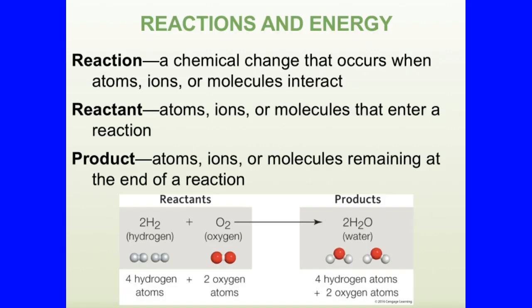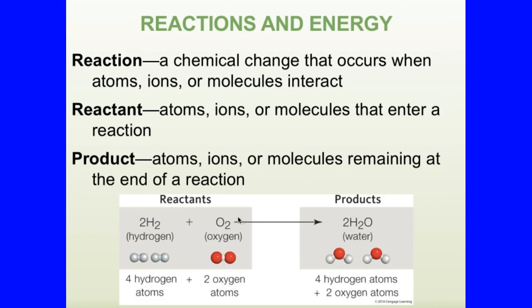Okay. So now we're going to go ahead and do some definitions so we understand every single part of these chemical reactions that we're referring to. So a reaction, like the one you see right here, is a chemical change that occurs when atoms, ions, or molecules interact. In this case, we have these hydrogen and oxygen molecules reacting and becoming a water molecule. A reactant is the molecules, atoms, or ions that enter a reaction at the beginning.